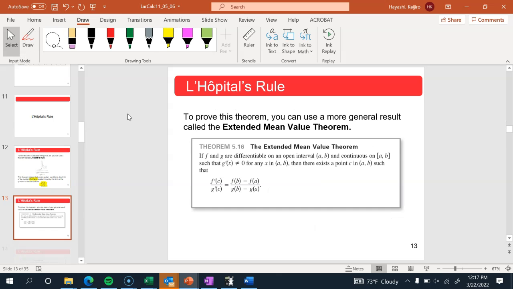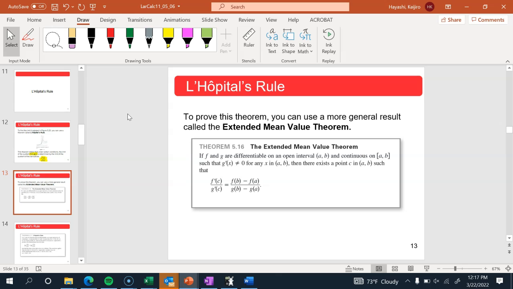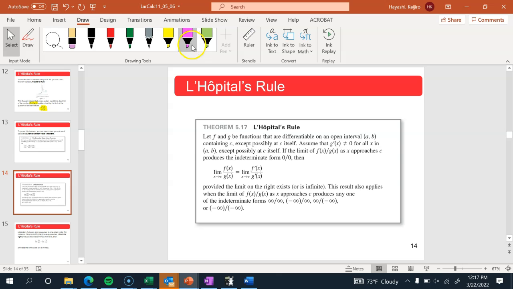So here's the actual statement of, no, this is not it. Don't worry too much about this. No. Yeah, don't worry about that. Okay.